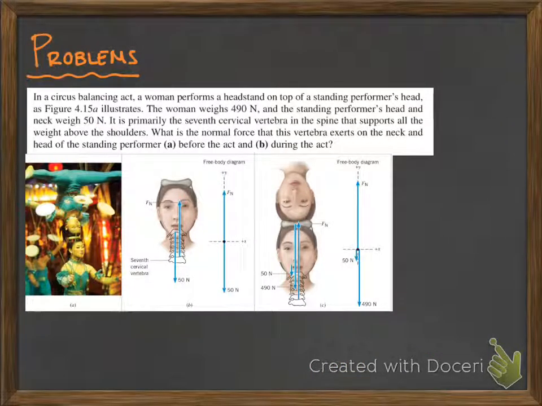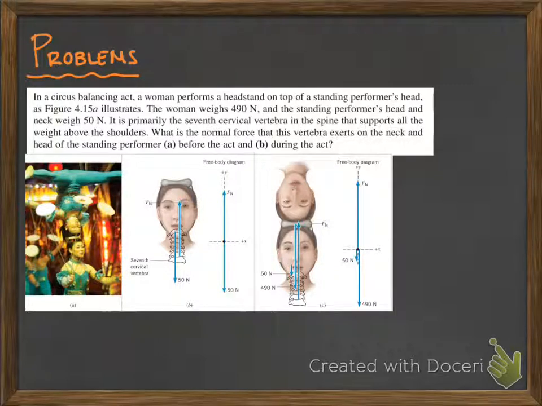So in this problem, it states, in a circus balancing act, a woman performs a headstand on top of the standing performer's head. As the figure shows, the woman weighs 490 newtons and the standing performer's head and neck weighs 50 newtons. It is primarily the seventh cervical vertebrae in the spine that supports all the weight above the shoulders. What is the normal force that this vertebrae exerts on the neck and head of the standing performer before the act and during the act?